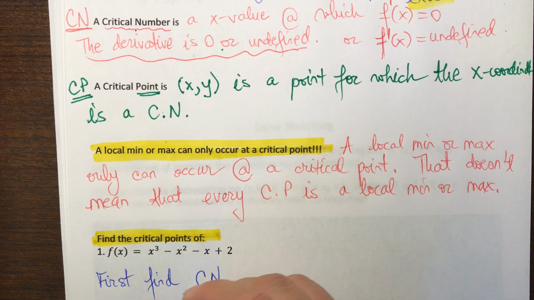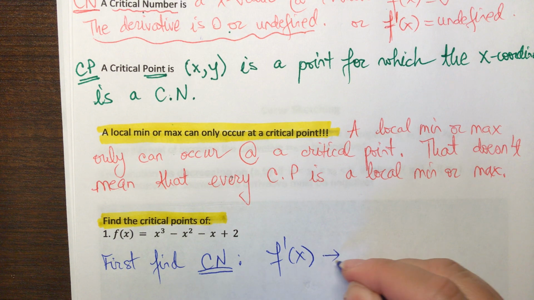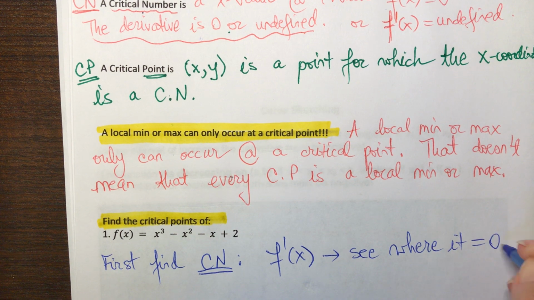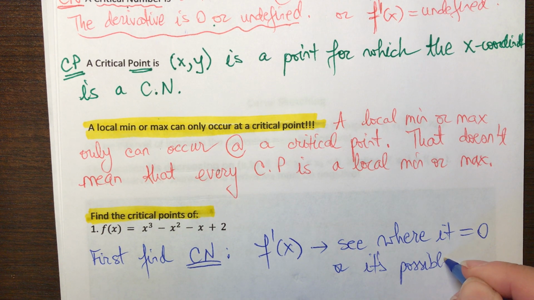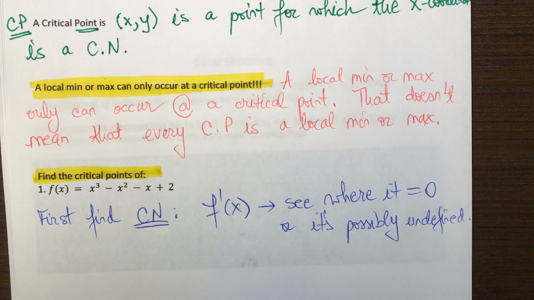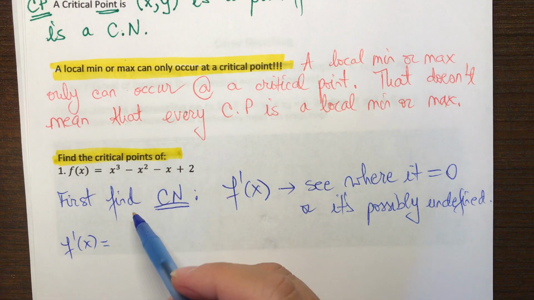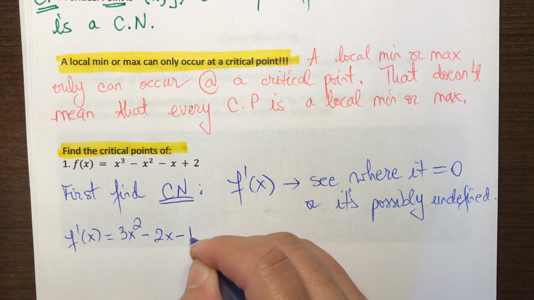find your x's, yes? So how do I find that? Find the derivative, see where it is 0, or it possibly is undefined. Again, not all of them can equal 0, not all of them will be undefined, yes? Okay, so let's find the derivative. That's what we practiced on in chapter 1. So the derivative of this function right here is going to be 3x squared minus 2x minus 1, right?